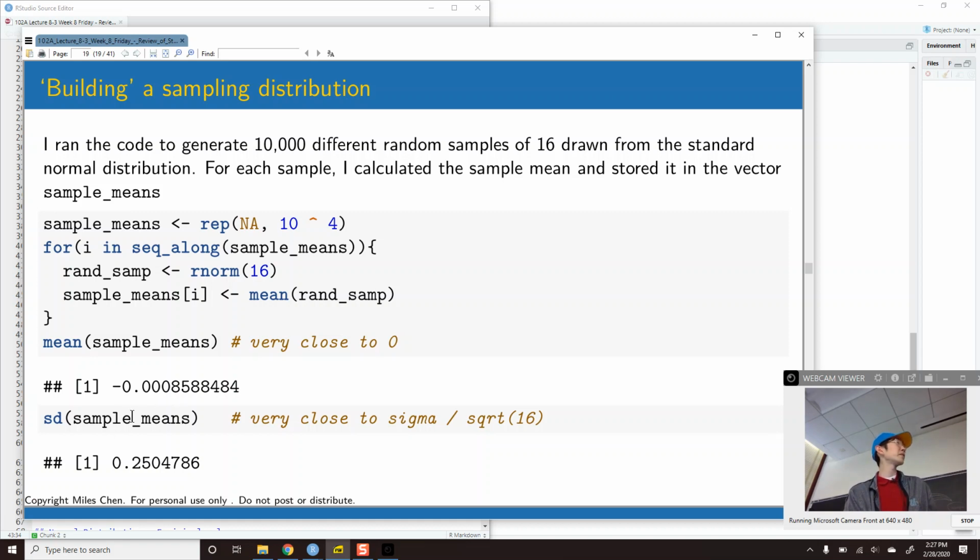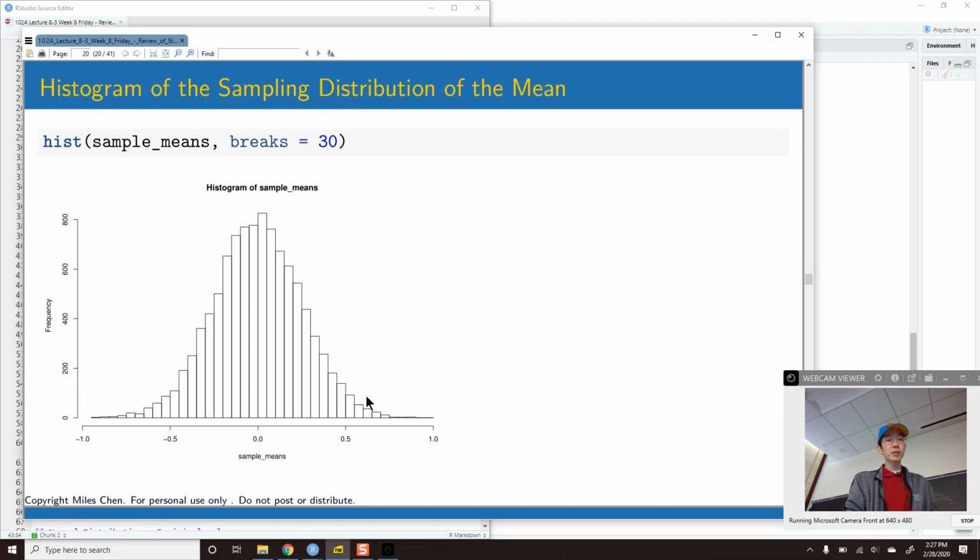Now if I calculate the standard deviation of all of the sample means, I get something very close to 1/4, which would be 1 divided by the square root of 16, which is what we expect. This is the sampling distribution of the mean. Compared to the standard normal distribution, we see the spread here is a lot smaller. The center is still at 0, but almost all of our values are between negative 0.75 and positive 0.75.